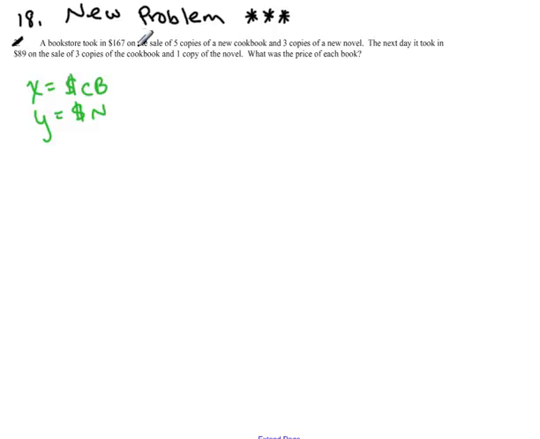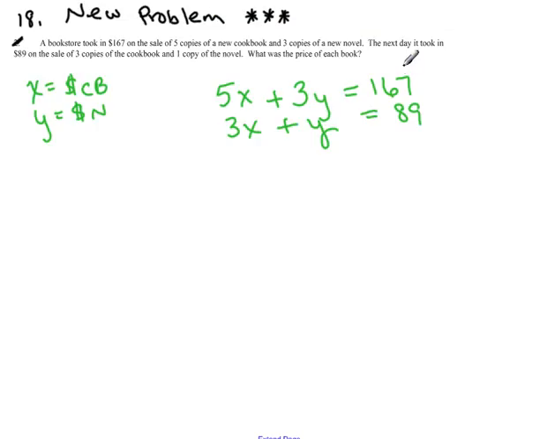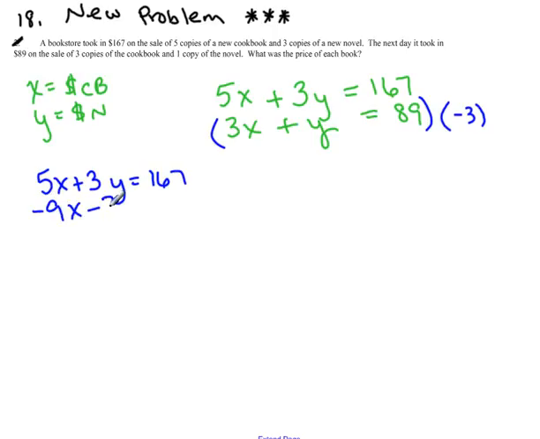So the first receipt on the first day is 5 copies of the cookbook, which is 5x, and 3 copies of the novel, which is 3y, and that totaled $167. The next sale was 3 copies of the cookbook, which is 3x, and 1 copy of the novel, which is y, and that equals $89. So now what we want to do is solve that system, and you can use a variety of techniques to do so. I will probably multiply this bottom equation by -3 to eliminate the y's, so I get 5x plus 3y equals 167. That first equation does not change. Negative 9x minus 3y equals, and let me multiply this out, 89 times -3 is negative 267.